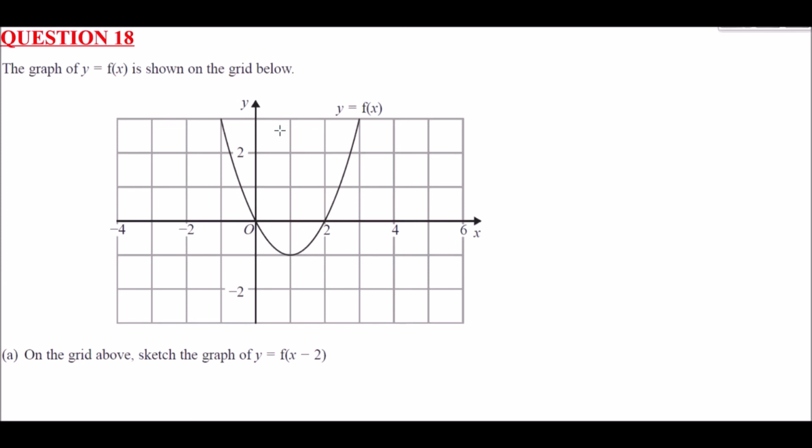Question 18. We have a graph of a function y equals f of x, which is shown on the grid below. On the grid above, we need to sketch the graph of y equals f of, in brackets, x minus 2. So what's happening here is that the x values, it looks like we're going to take away 2 from each of them. But because this minus 2 is inside the f bracket, it's inside the bracket that comes immediately after the f, we need to remember, inside the function brackets, we do the opposite to what common sense would tell us.